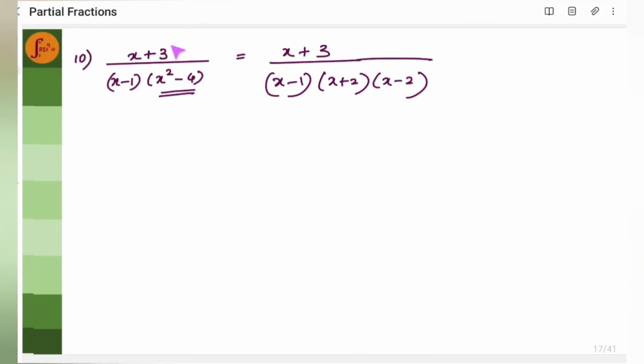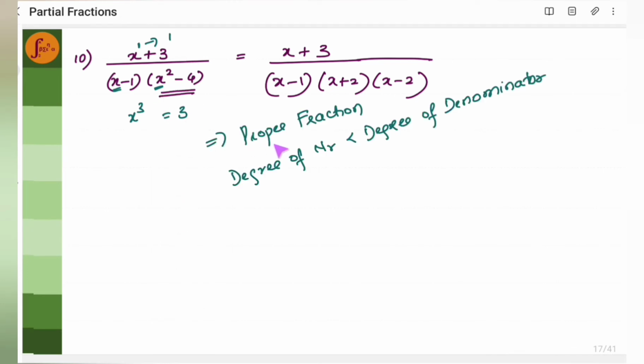Now let's take another example. We'll have to first check if this is a proper fraction or improper fraction. Now, look at the degree of the numerator. Degree of numerator is 1, right? There's nothing for x, no power, which means it's 1. What is the degree of denominator? You have x square. When you multiply x square with x, you'll get x cube. So what is the degree? It's 3. So degree of numerator is less than degree of denominator. Therefore, this is a proper fraction.